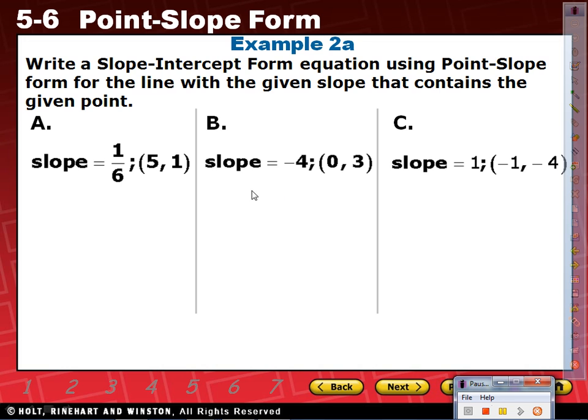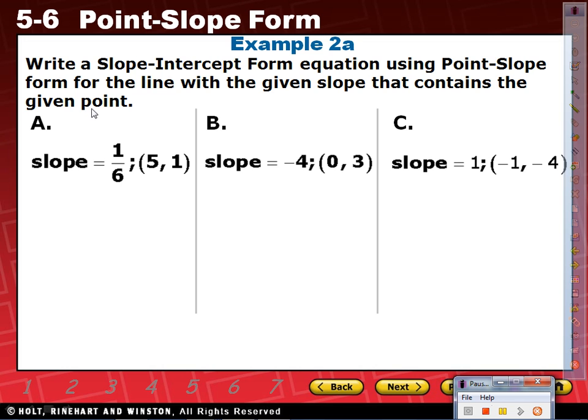Now notice on this one, they don't ask us to graph. On this one, they're asking us to write a slope-intercept form equation. Now, what does slope-intercept form look like? y equals mx plus b. However, they want us to use point-slope form. Okay? So check this out.